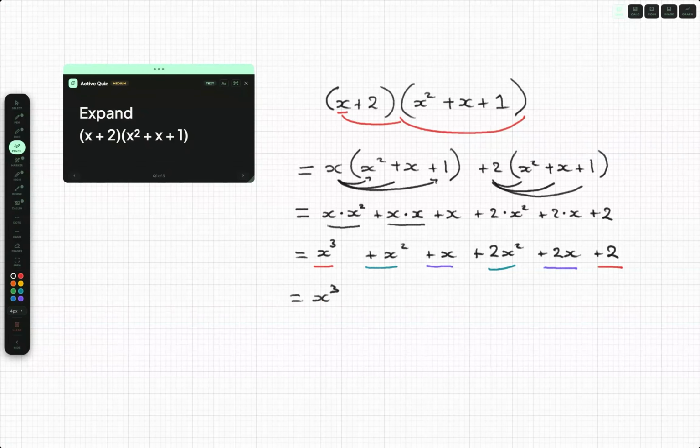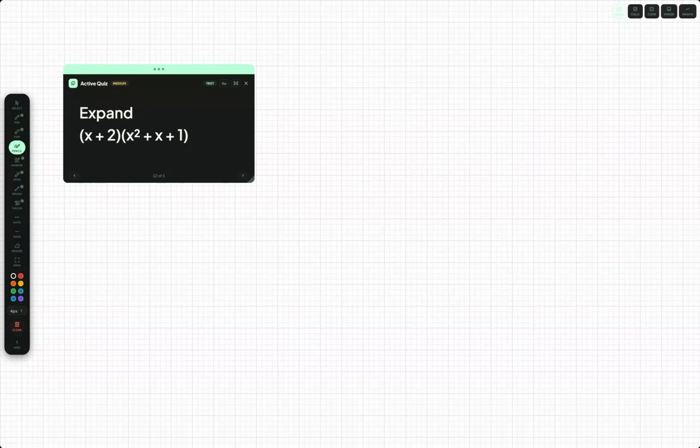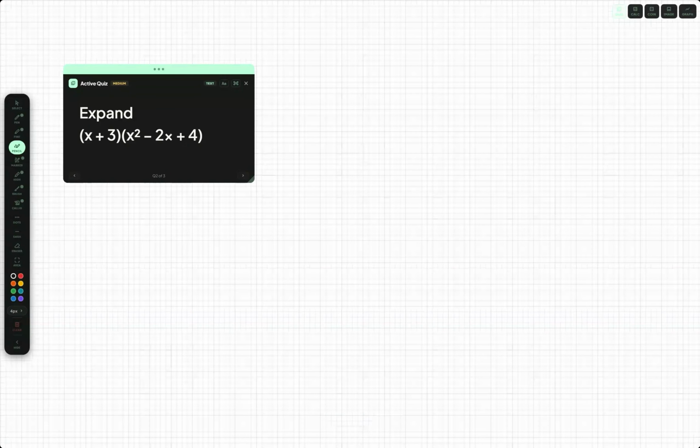Then we get x to the power of 3. Okay, now we do x to the power of 2 plus 2x to the power of 2. Well, it's just going to be plus 3 groups of x to the power of 2. And then we have x plus 2x, which is just plus 3x, and then plus 2. And that's our final answer for multiplying out this binomial and trinomial. Let's try another one.